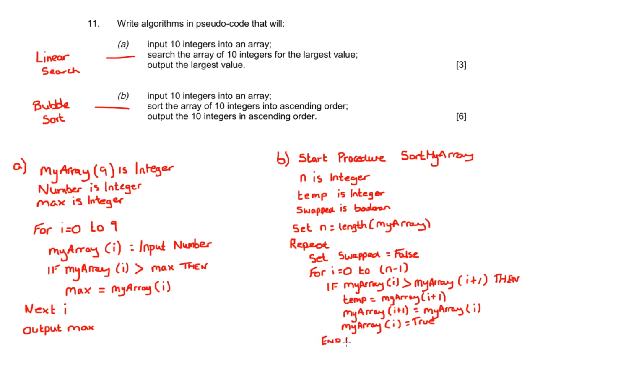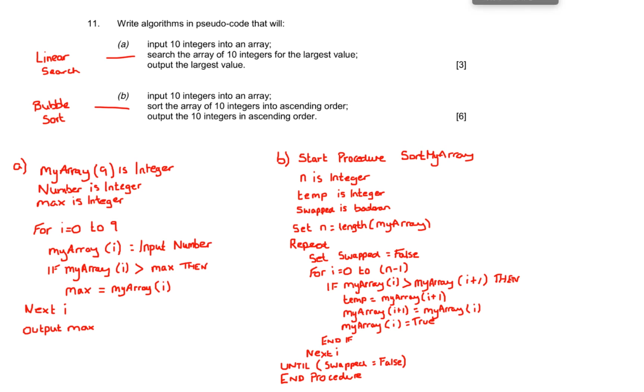All that's left to do now is end my if. Next i continues the loop through each number and end my repeat until loop, setting the swapped condition to equal false, and then I end the procedure. And that's my bubble sort for 6 marks.